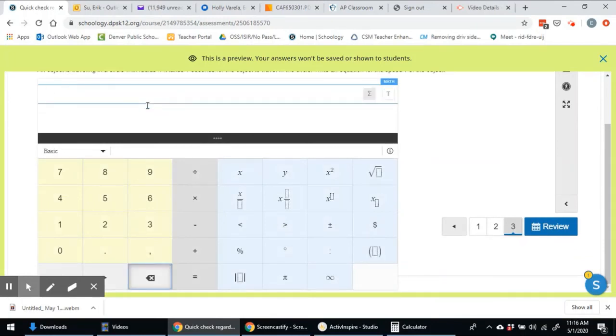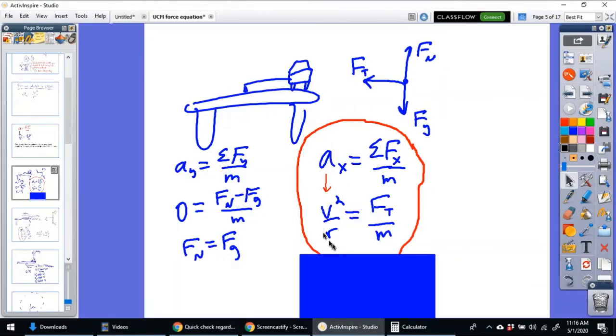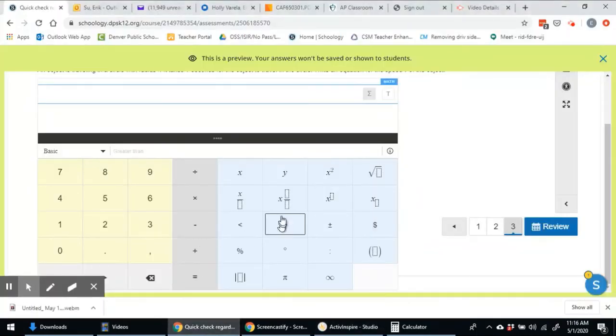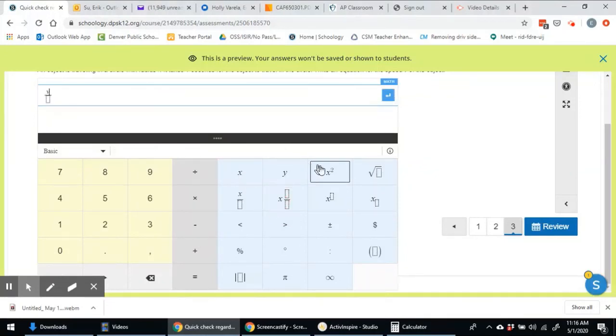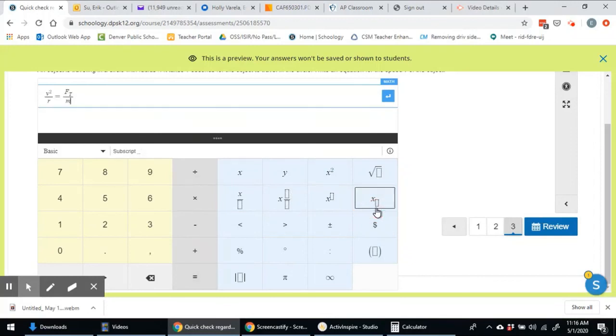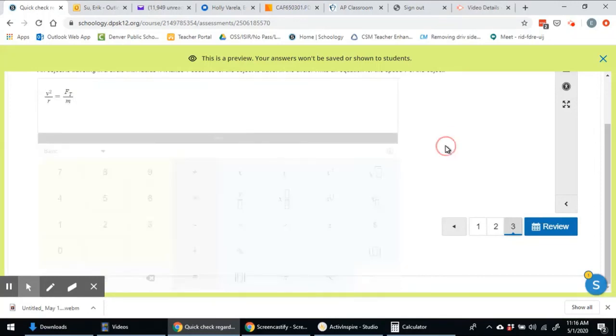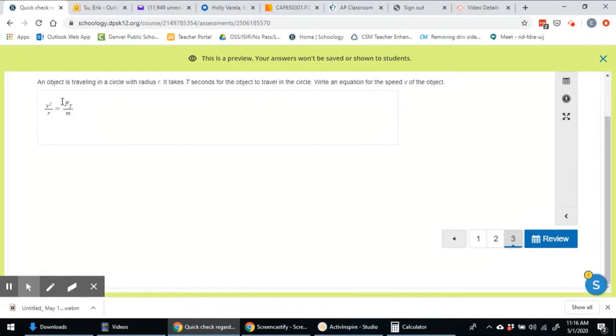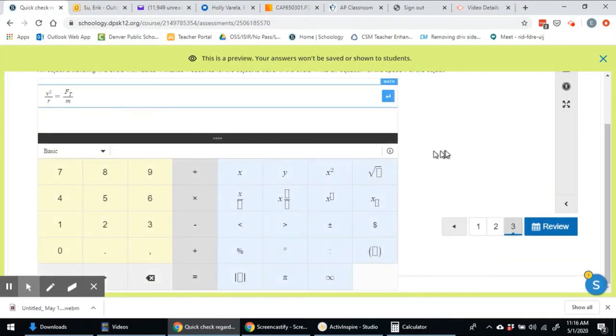And so I might ask you on the test to write the force equation. So for example, right here, this would be your setup for this UCM equation, v squared over r equals F_T over m. So I might ask you to do something like that. So you would do v squared over r is equal to F_T over m, or something like that, right? And there will be my force equation. Obviously, this is not the answer to this question, but that could be an equation you could type in as an answer.